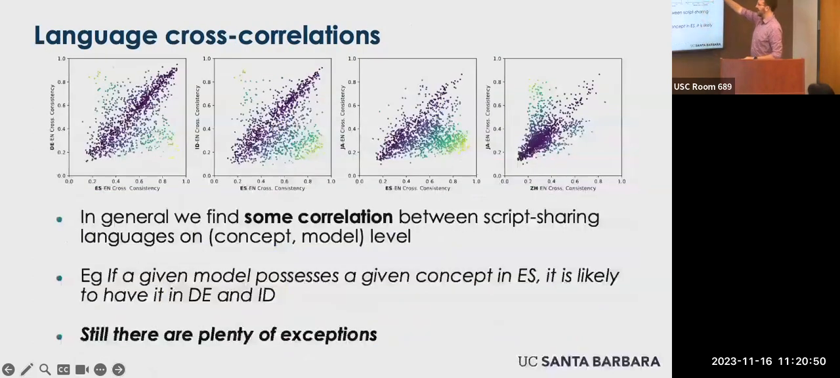And then we can also compare, across all the models, the cross correlations of possession of a concept in language A versus the possession of it in language B. So, for example, we find that Spanish possession of a concept is more correlated to German possession of the concept than it is to Indonesian possession of the concept. But Spanish against Indonesian is more correlated than Spanish against Japanese. This is the script sharing effect, I think. So script is a big deal.